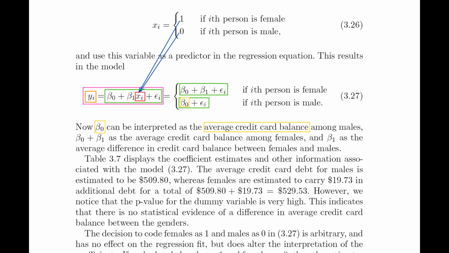The other types of averages. So beta naught is the average credit card balance among males. Beta naught plus beta 1, and of course beta 1 may very well be negative, as the average credit card balance among females, and beta 1 as the average difference in credit card balance between females and males. So if you estimate beta 1, one interpretation is that beta 1 is the average credit card balance difference between your males and females.